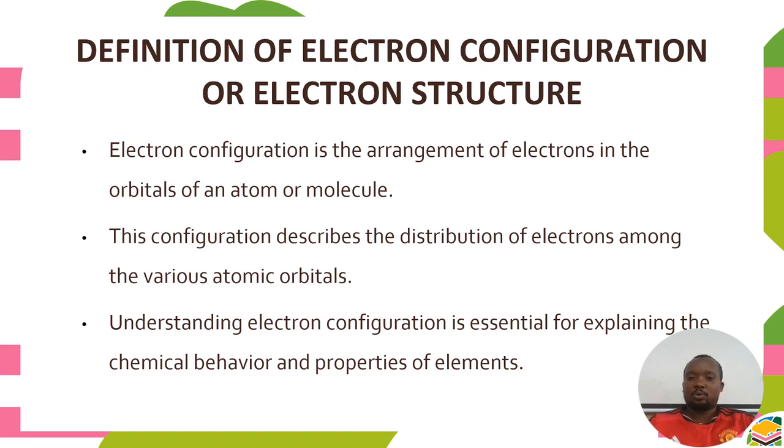So this electron configuration is not only telling you the number of electrons within an atom, but also how these electrons are distributed or arranged in energy levels or shells or orbitals. So understanding electron configuration is very critical. It is very essential for explaining the chemical behavior and properties of elements. This electron configuration will help us to justify and explain the chemical behavior and the properties of elements.